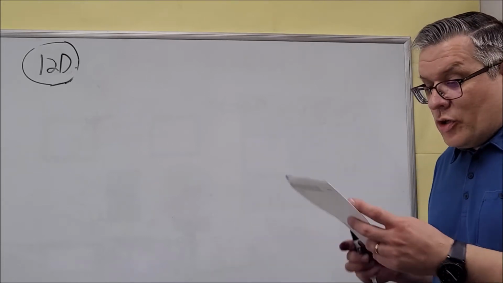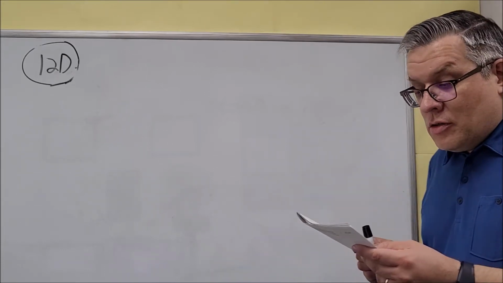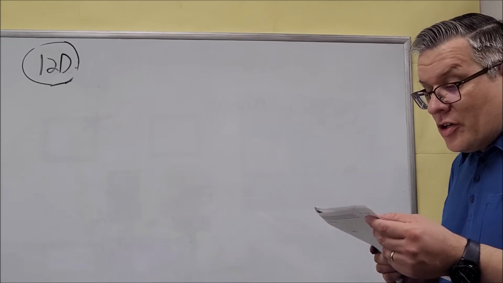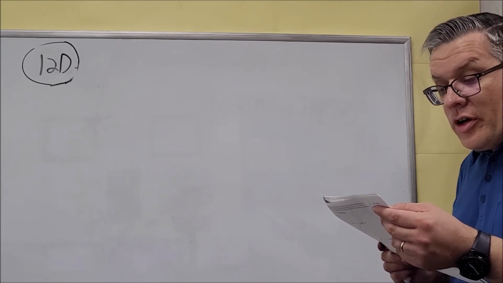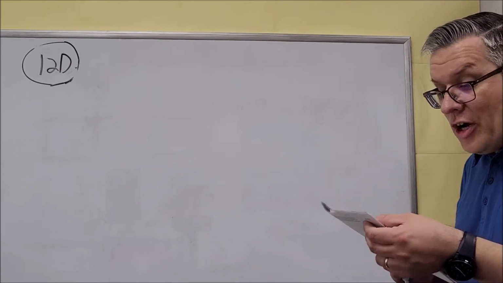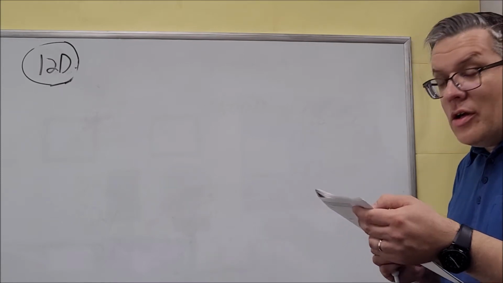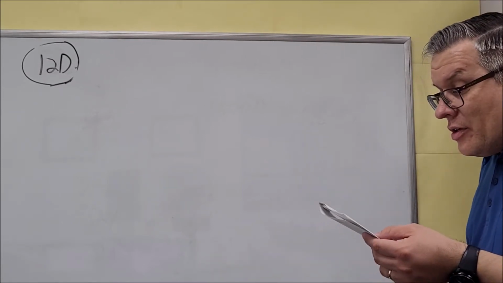For 12D, we're given a right triangle with a hypotenuse of 30 feet, and its base is increasing at a rate of 5 feet per second. Find the rate that the height is decreasing when the base is 18 feet.